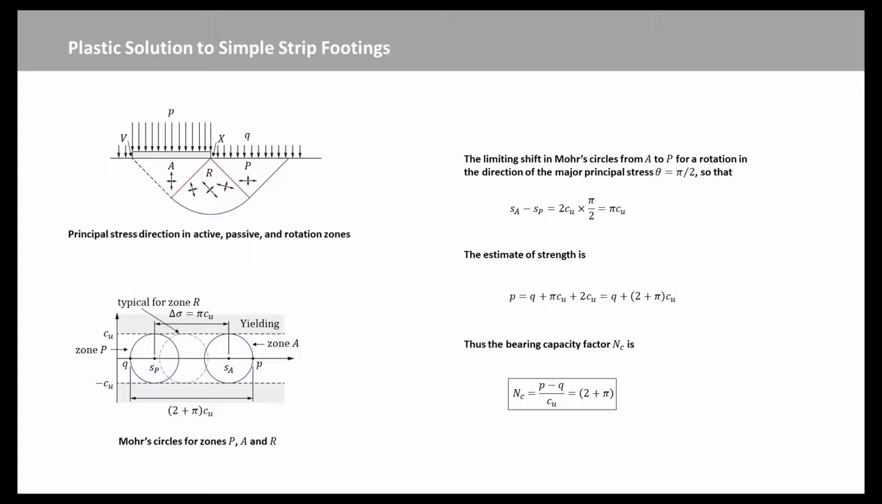But the limiting Mohr circle for zone P was already known. This enables the desired limiting Mohr circle for zone A to be fixed. The estimate of stress P is equal to Q plus (2 plus pi) times Cu. Thus, we obtain the bearing capacity factor Nc equal to 2 plus pi.